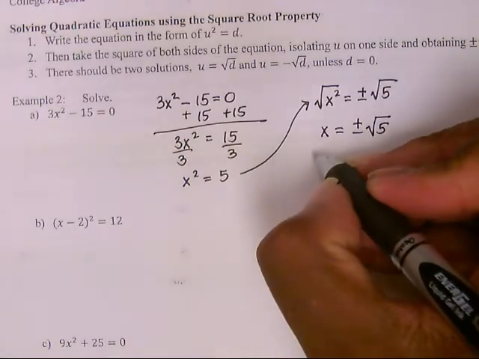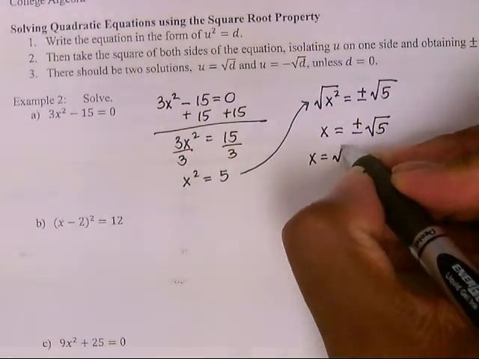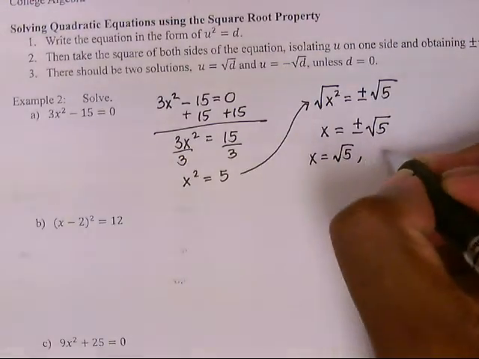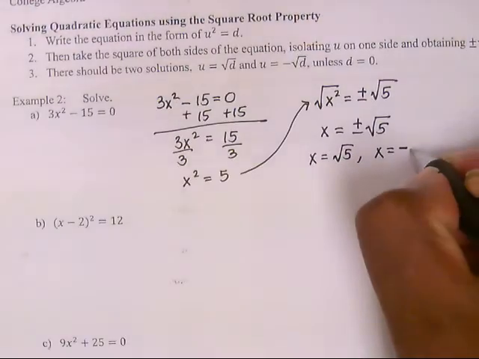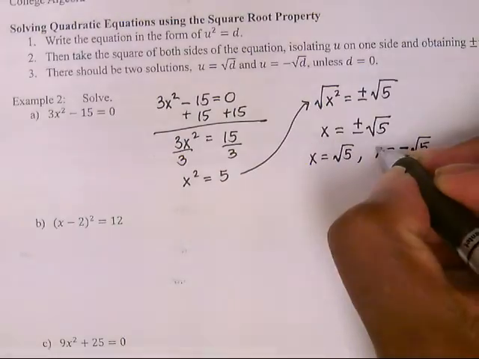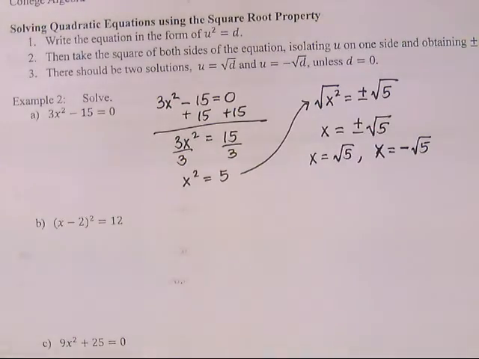Now, of course, in the homework, they're going to ask for both answers entered separately, like this. And that's simply because there is no plus or minus symbol. So you have to enter it as x equals square root of 5 and x equals negative square root of 5.